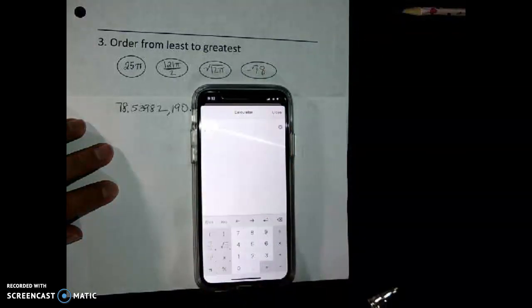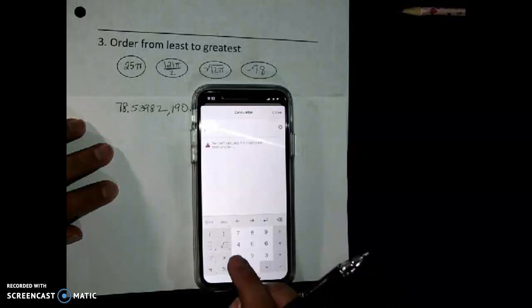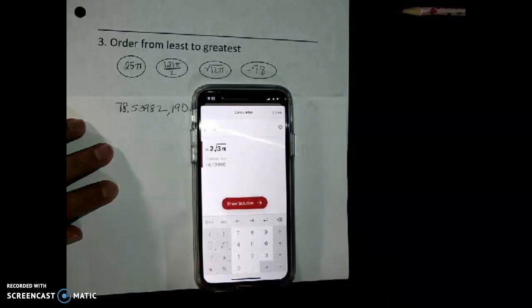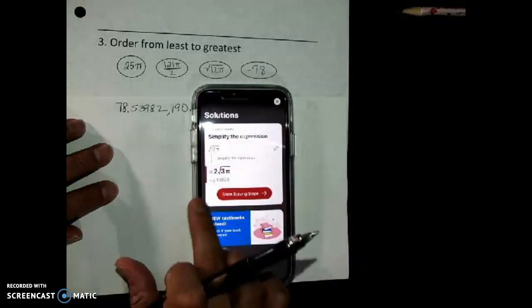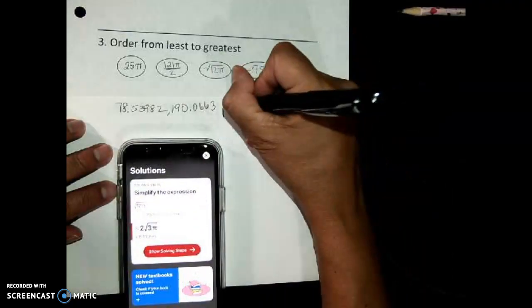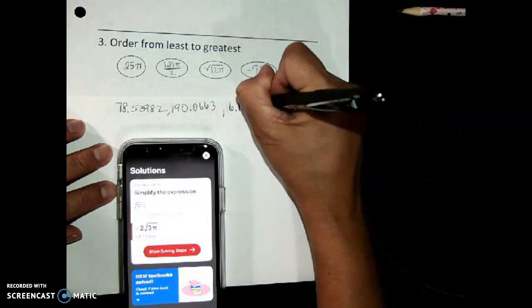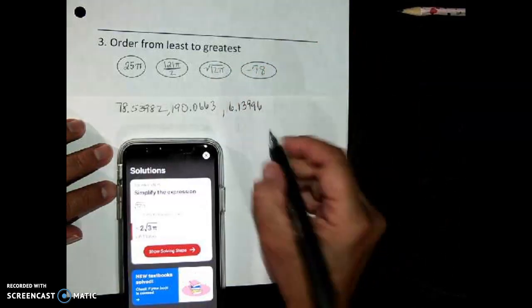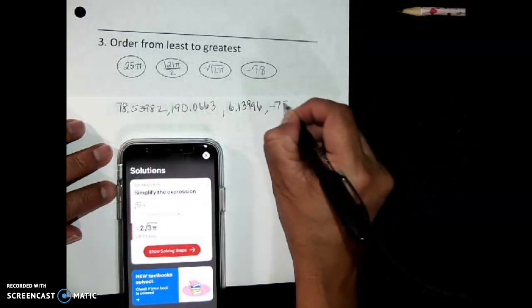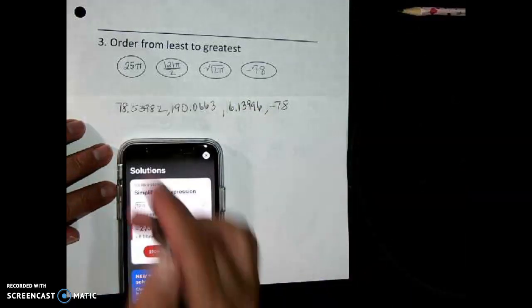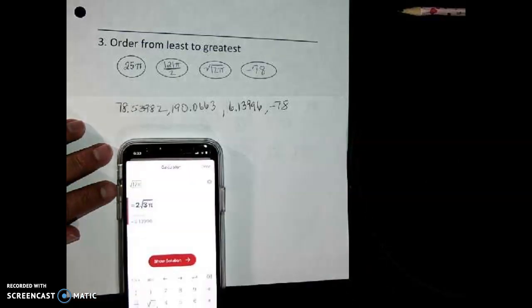Now I'm going to use this square root of 12 pi, and I'm going to show the decimal, 6.1. And then negative 78 is going to stay the same. So it doesn't matter if they're in a circle or in a box, it's still going to ask for least to greatest, and we're going to break them down to decimals.